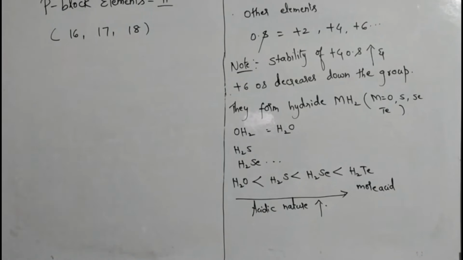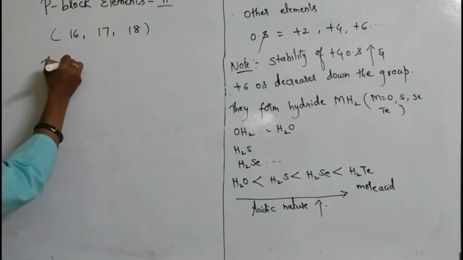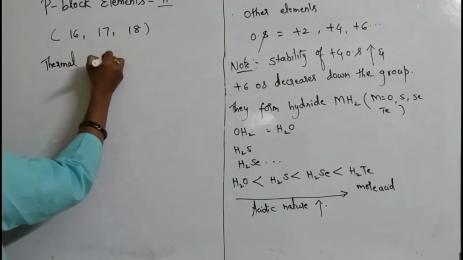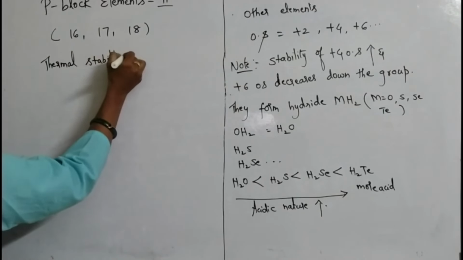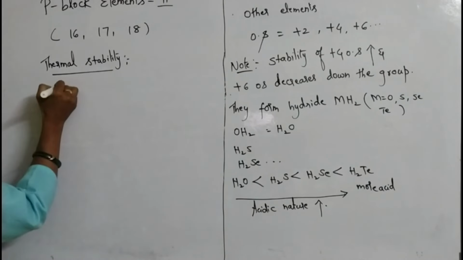Next, if you go for thermal stability, thermal stability decreases from water to H2Te. Thermal stability means, if you are heating that particular substance, what happens? Thermal stability of hydrides of 6A group elements decreases from water to H2Te.